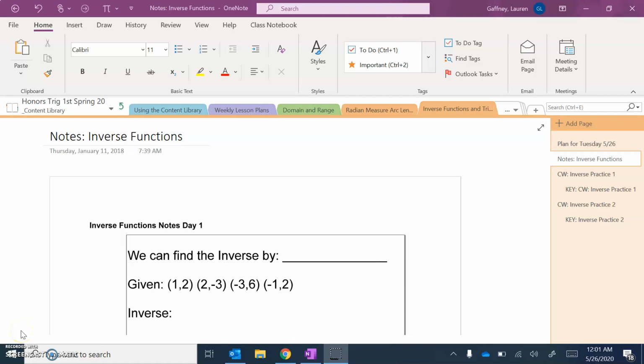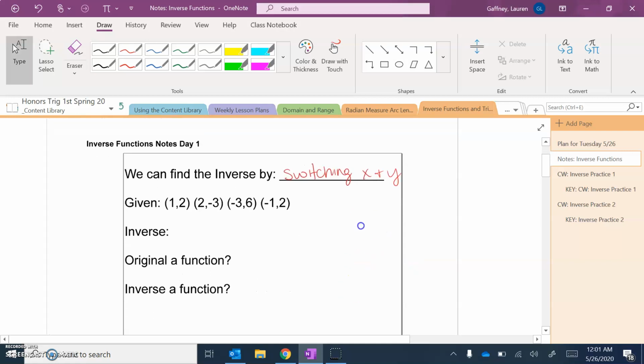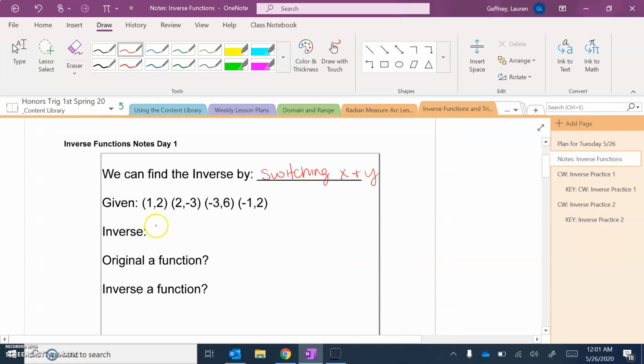So we are starting into the next section, which is on inverse functions and inverse trig functions. First I'm going to do a review of just straight algebraic inverse functions, from Algebra 2. We can find the inverse by switching x and y. For example, here we're just given some ordered pairs. If I switch the x and y, my inverse would be (2, 1), (-2, 6), (-3, 2).